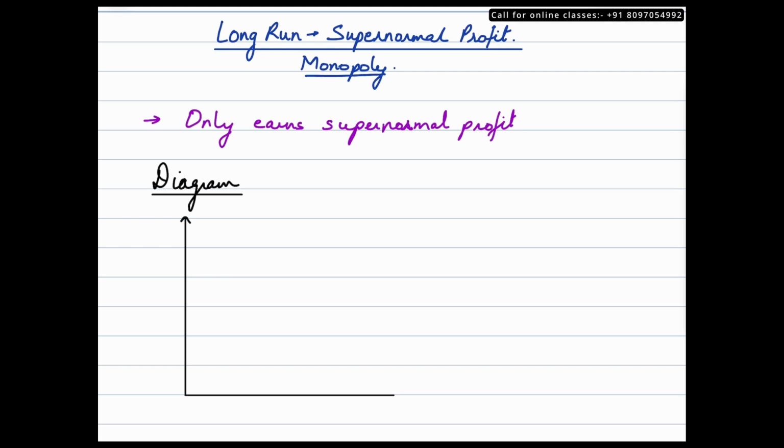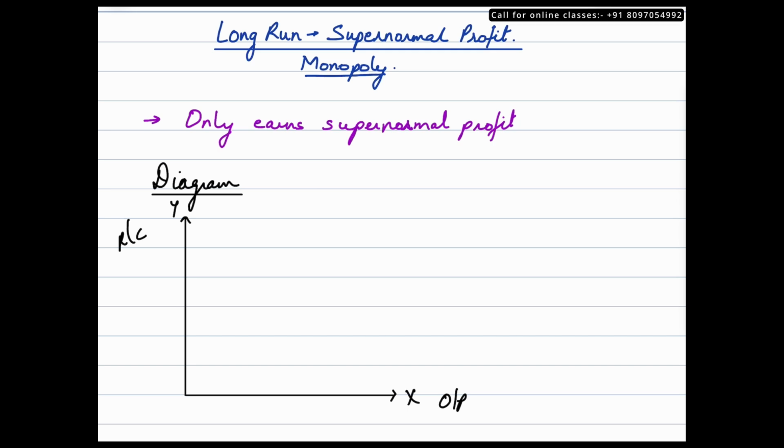So we have the y and the x-axis, with output measured on the x-axis, and revenues and cost on the y-axis. Now, since this is the last segment in monopoly, we should know that the average revenue curve in this market structure would be a downward sloping curve, because a monopolist can either control the price or the supply, not both. And because of that, he has to reduce the price to sell more.